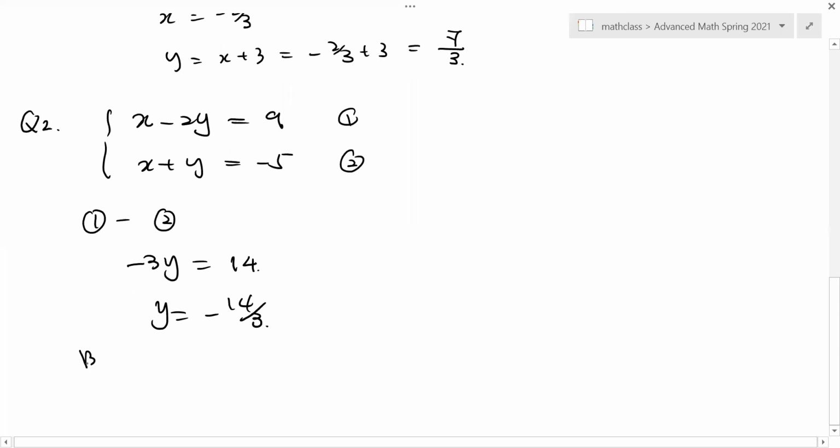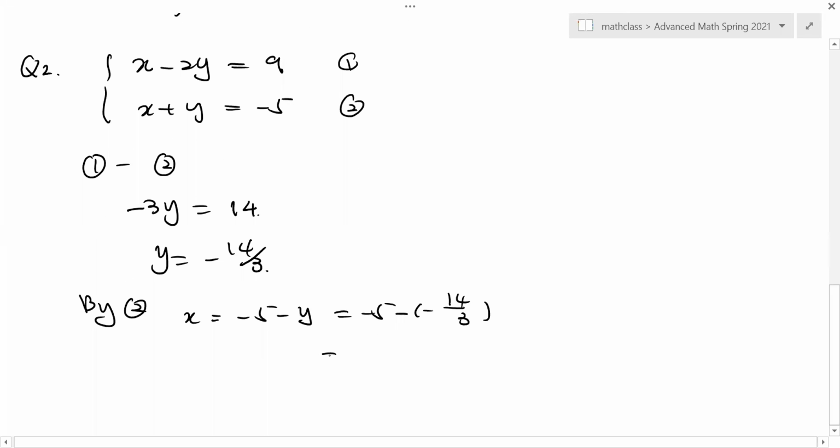Then you can use any of the equations to get the x variable. Let's use the second equation. That's x equals -5 minus y, so it's -5 minus -14 over 3. And then let's simplify it. So 14 minus 15 is -1. So it's -1/3. So you get x and y.